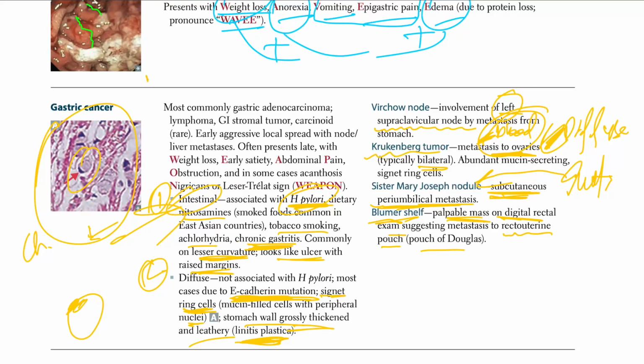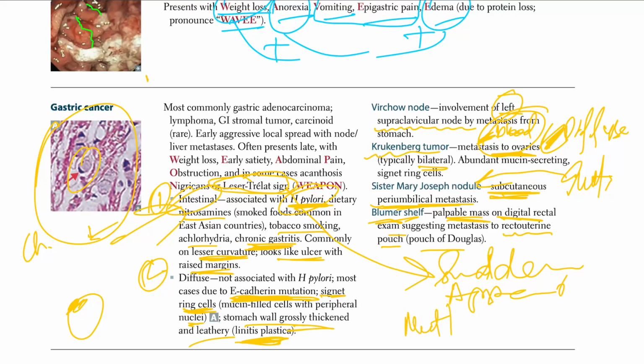What else? So this Leser-Trélat sign. This is basically a sudden appearance. The guy is all good, but suddenly you have appearance of multiple seborrheic keratosis. What do I mean by multiple seborrheic keratosis? It is basically pigmented skin lesions. Sudden appearance, right away they appear. That's the Leser-Trélat sign. Okay.